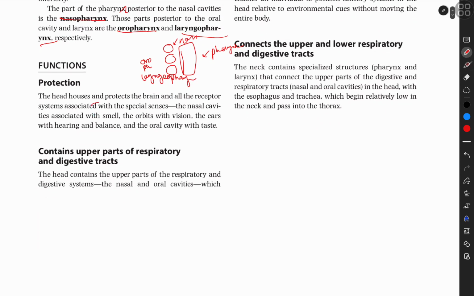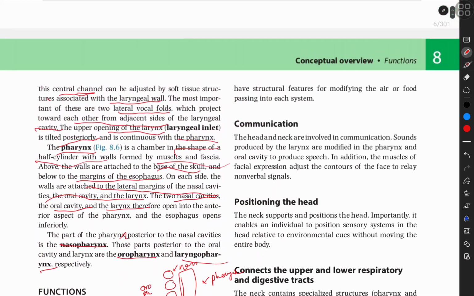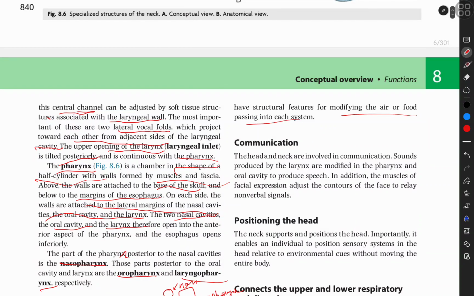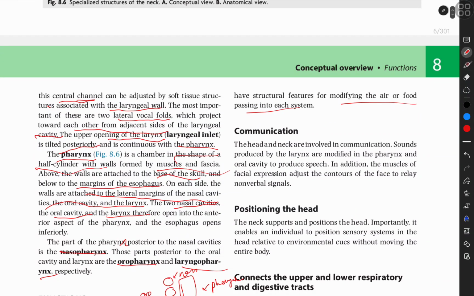Functions: protection. The head houses and protects the brain, all the receptor systems associated with special senses, the nasal cavity associated with smell. Yeah, olfaction with the nose, orbits with vision, ears with hearing, and balance also. Oh, I always forget balance. And the oral cavity with taste. Contains upper parts of the respiratory and digestive tracts. Yes, the nasal and oral cavities have structures for modifying the food or the air passing into each system.